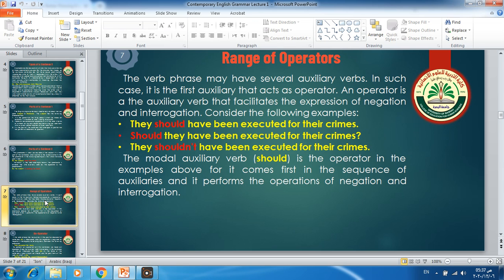The modal auxiliary verb should is the operator in the examples above, for it comes first in the sequence of auxiliaries, and it performs the operations of negation and interrogation.